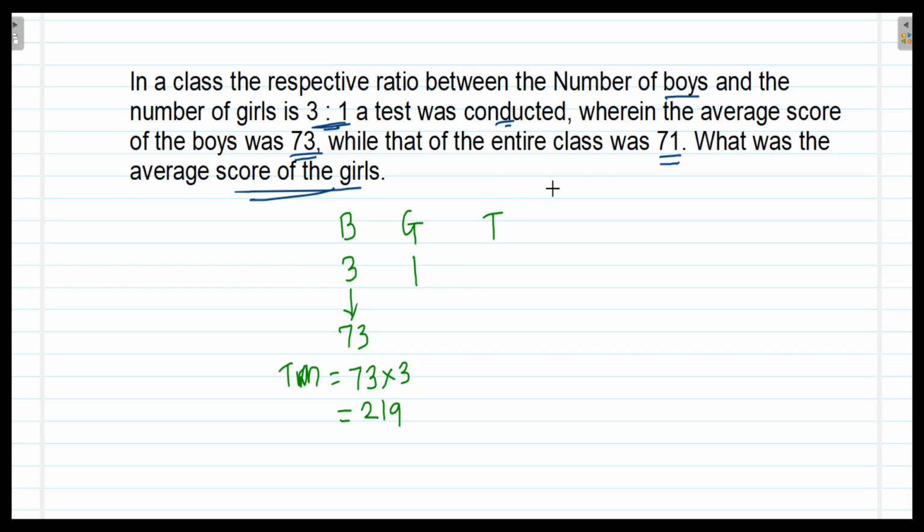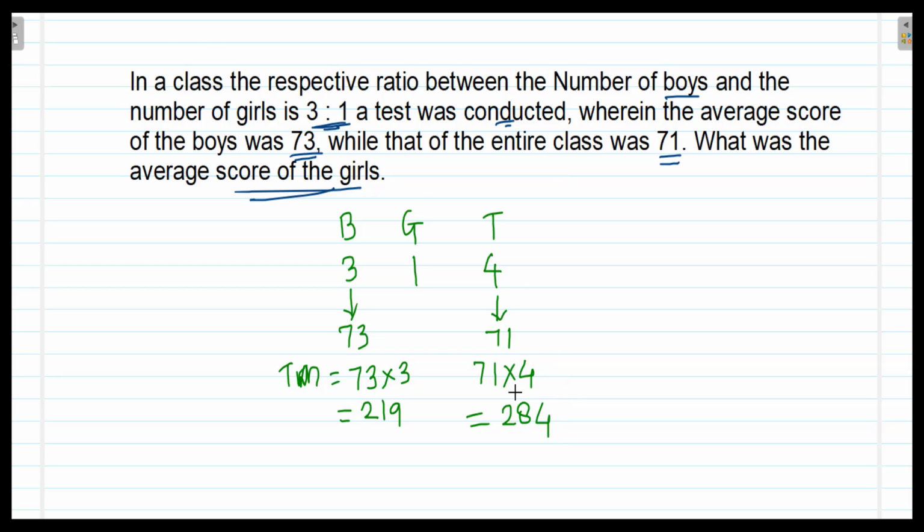And the average of the entire class is given. So the total boys and girls are 4, meaning the number of students is 4, and their average is given as 71. Therefore the total marks obtained by the class will be equal to 71 into 4. And 71 into 4 will be 284.